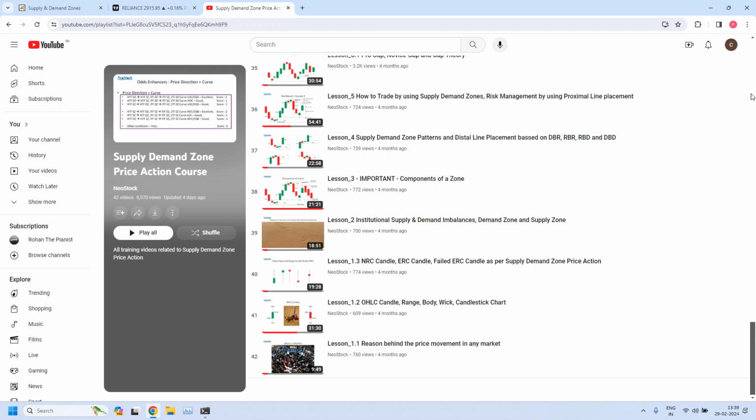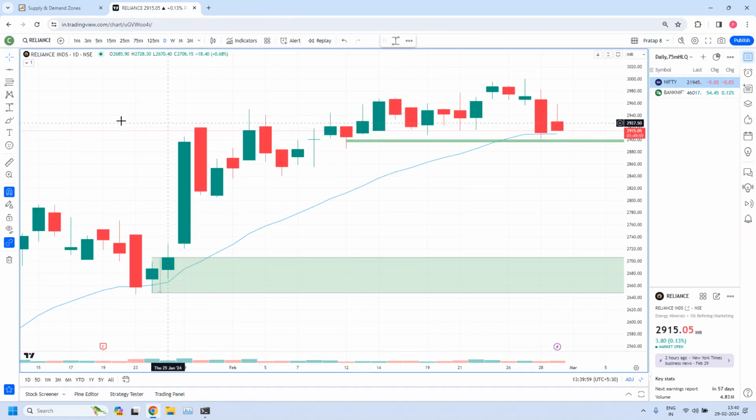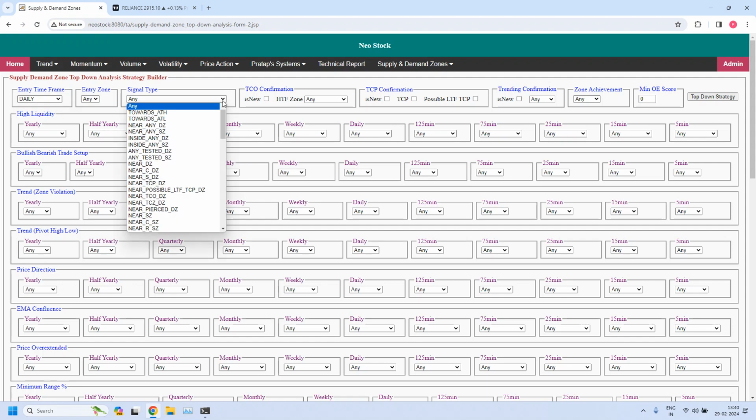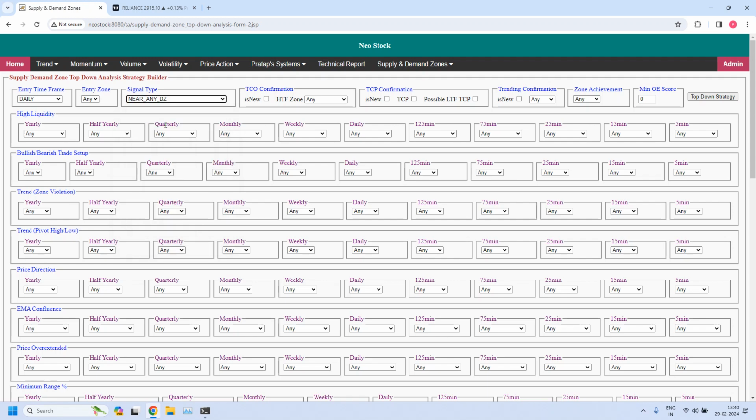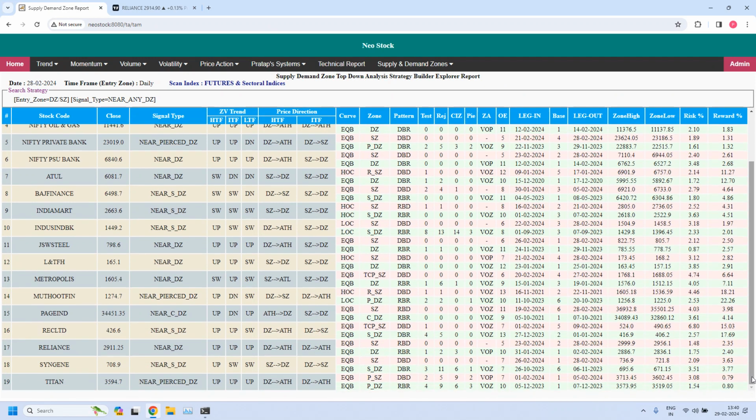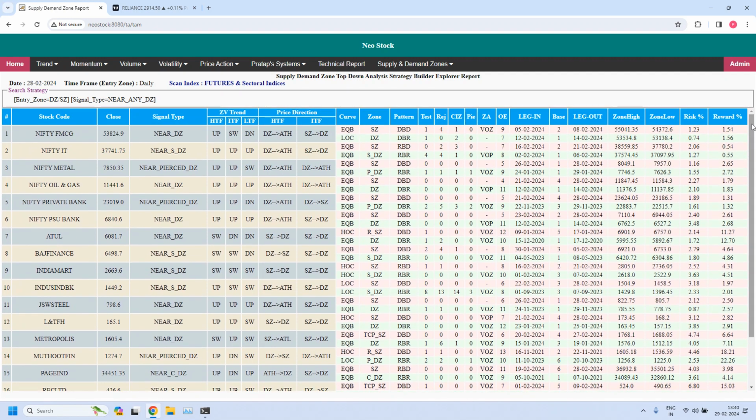Now let us analyze high liquidity zones that we are generating for yesterday's daily time frame and 75 minutes time frame. First we will generate the reports. For daily time frame, let us find the stocks near daily demand zone. So this is the list. We got a big list yesterday. Total 19 stocks are filtered. So let us identify high liquidity daily demand zones.